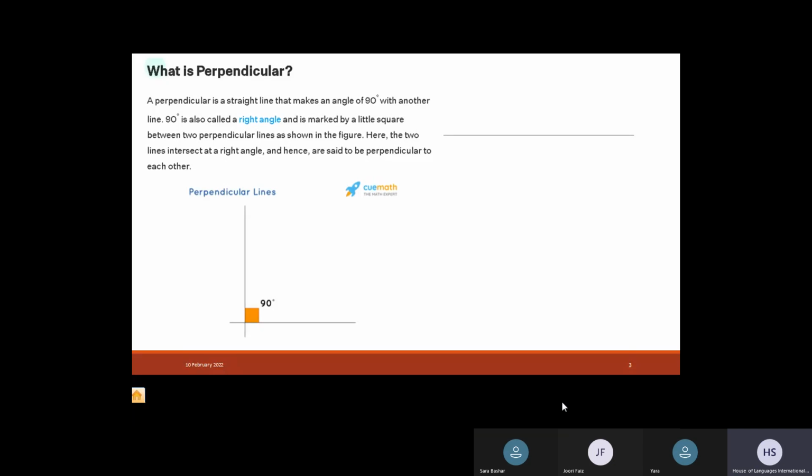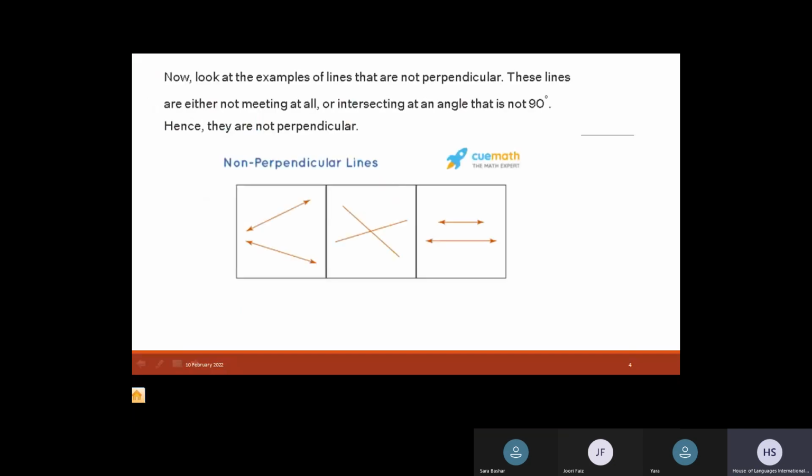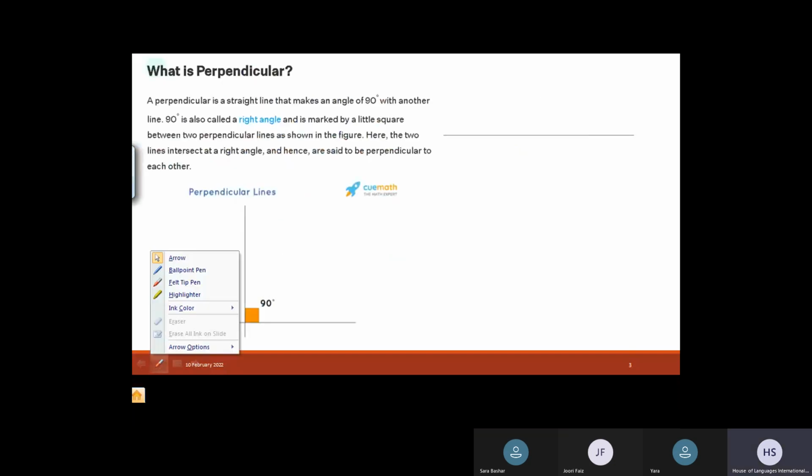We said that the lines could intersect at any angle, like this. But if the angle that is intersected is not 90, we say it's intersecting lines. But if they are intersected at 90 degrees, we call them what? Perpendicular lines. How can I represent the perpendicular? I have to put a square, which means what? This will be 90, or right angle, exactly.